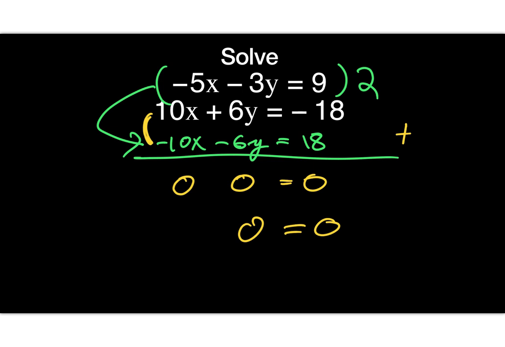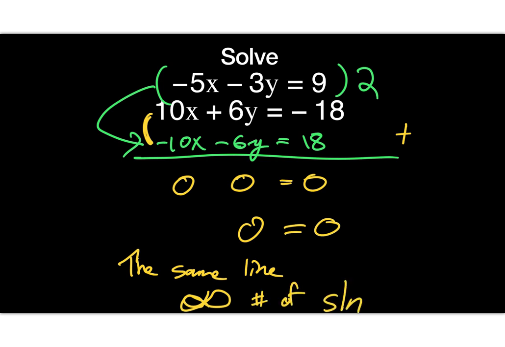When does 0 equal 0? All the time, so they are the same line, which means there are an infinite number of solutions. If you see me abbreviate SLN, that means solution.